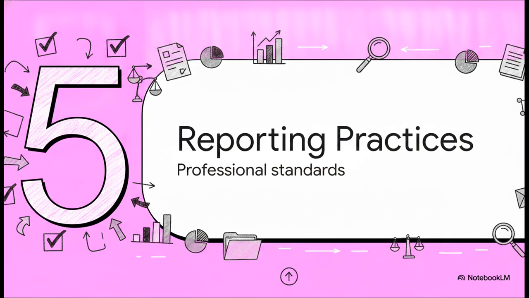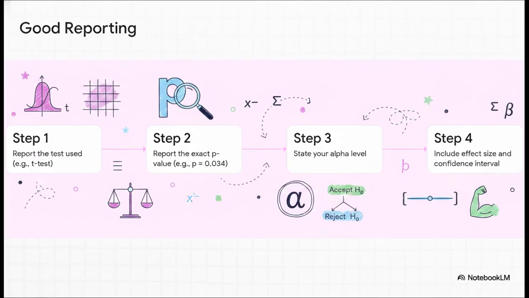Finally, Section 5, good reporting practices and professional standards. Consider this your mandatory pre-publish checklist. Step 1. Always report the specific test you used, like a t-test. Step 2, and I cannot stress this enough, report the exact p-value, like p equals 0.034. Don't fall into the lazy habit of just writing p less than 0.05. Give us the actual number. Step 3, explicitly state your alpha level. And step 4, include your effect size and your confidence interval. Since the p-value doesn't tell the whole story, this gives everyone the complete professional picture.